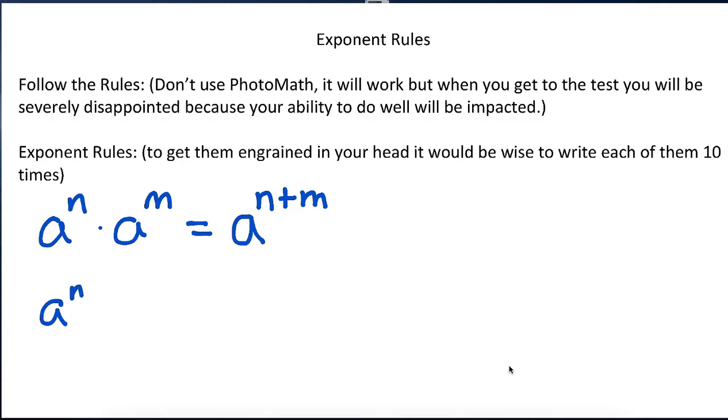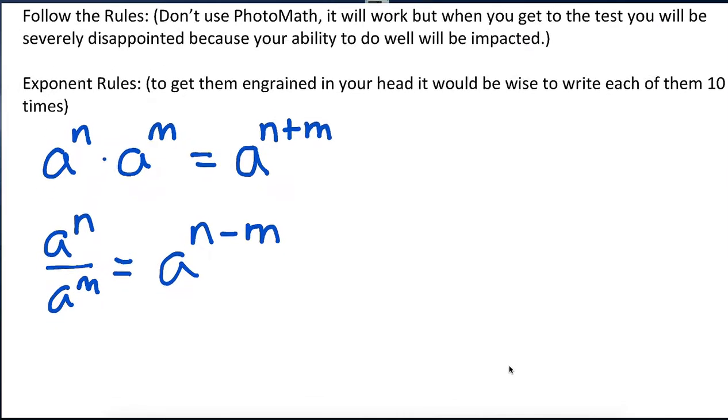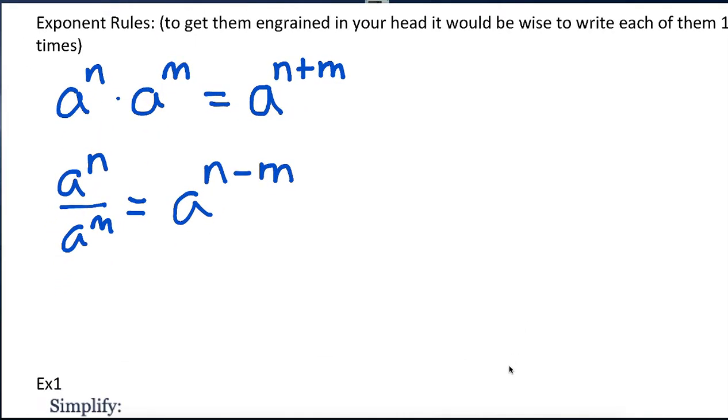If you have a^n divided by a^m, what you do with those exponents to simplify it is you subtract them. So you've got two different things there: one you subtract, one you add.